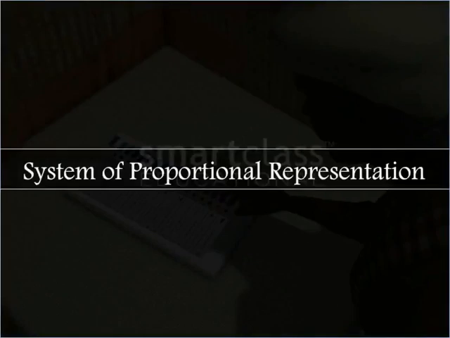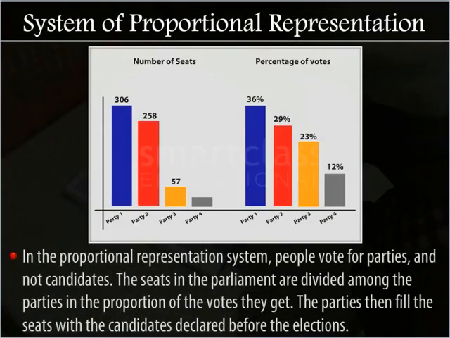Let us compare our election system with the system of proportional representation followed by some countries. In the proportional representation system, people vote for parties and not candidates. The seats in the parliament are divided among the parties in the proportion of the votes they get. The parties then fill the seats with the candidates declared before the elections.